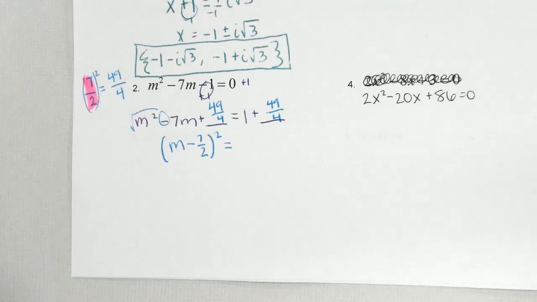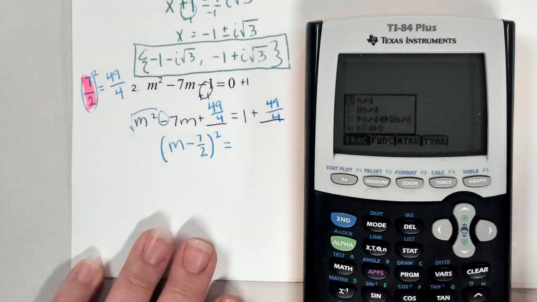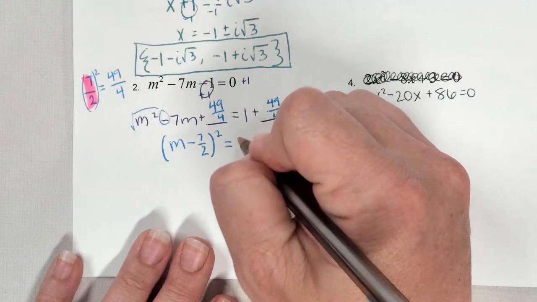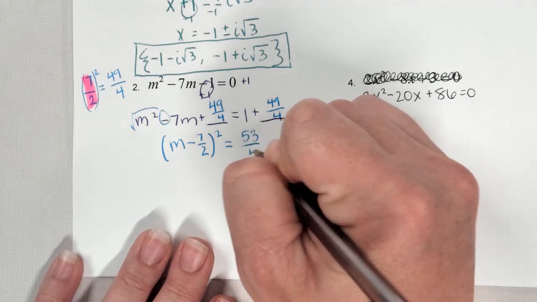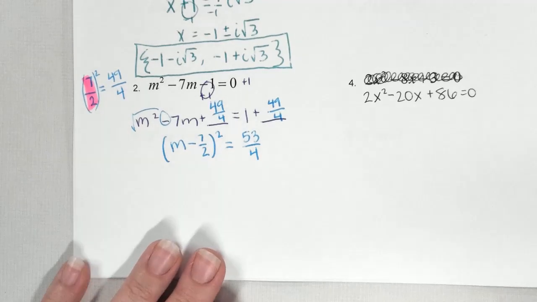Okay, equals, well, 1 plus 49 over 4. If you're like me, that doesn't just register in your head. So we're going to do 49 over 4 plus 1. And I get 53 over 4. Okay, so I know we have ugly fractions, but we're still following the same steps we were following before.